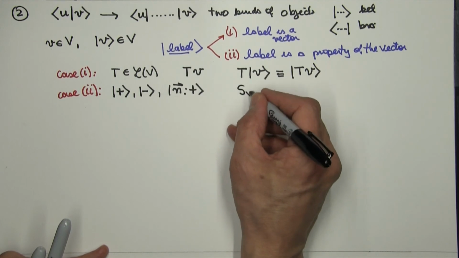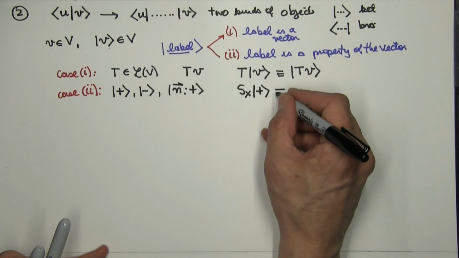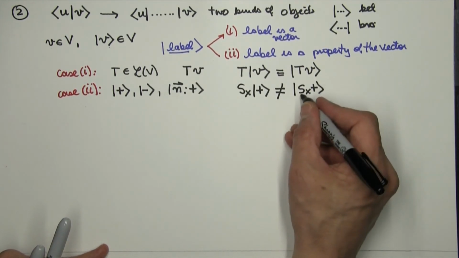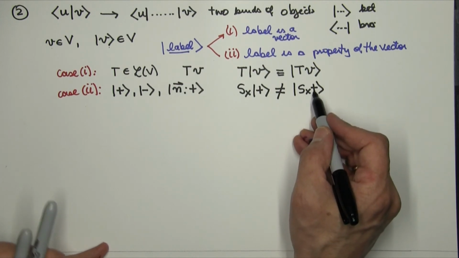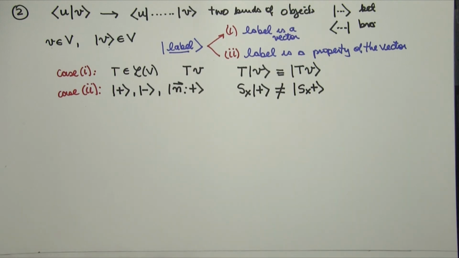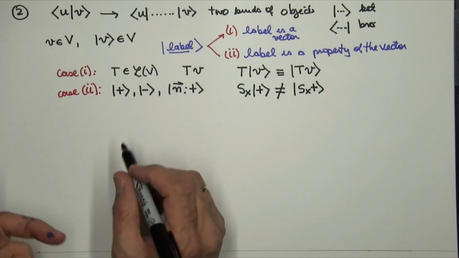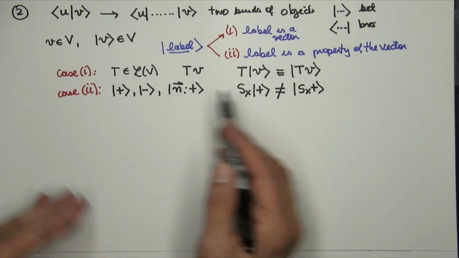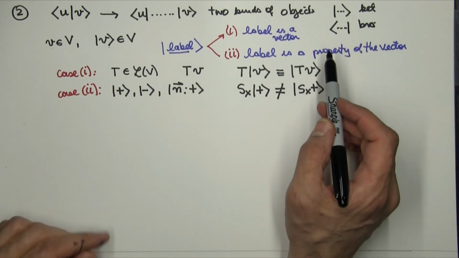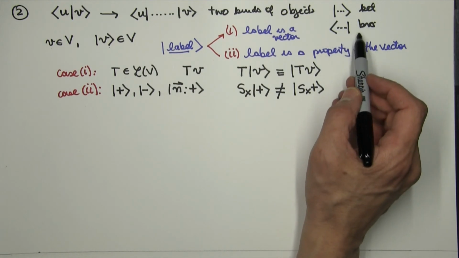If you have Sx, for example, acting on the state plus, you would not write it as Sx plus, because Sx acting on plus, what does it mean? So you don't use that. You don't bring the operators in when your labels are properties of the vectors, and that's familiar. So this is it for kets. We've said they're just vectors, and we can therefore proceed now to the bras.